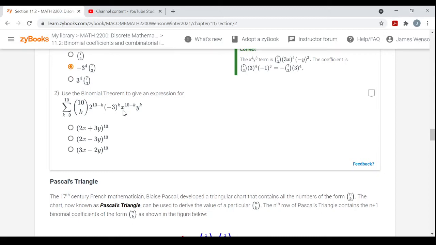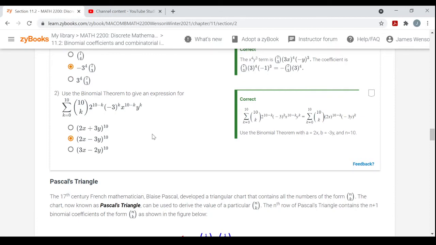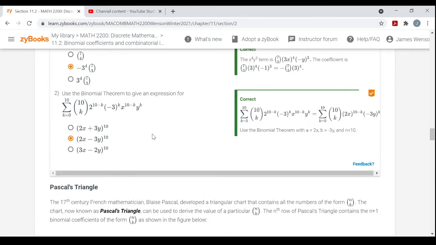So it looks like you have, the 2 and the x are both to the 10 minus k. So 2x is one term. And then you see -3 and y are both to the k, so -3y is the other term. So this would be 2x minus 3y to the 10th, right? Because all these are 10 choose, 10 choose, 10 choose, so you're raising the 10th power. It'd be this one here. Okay. All right.